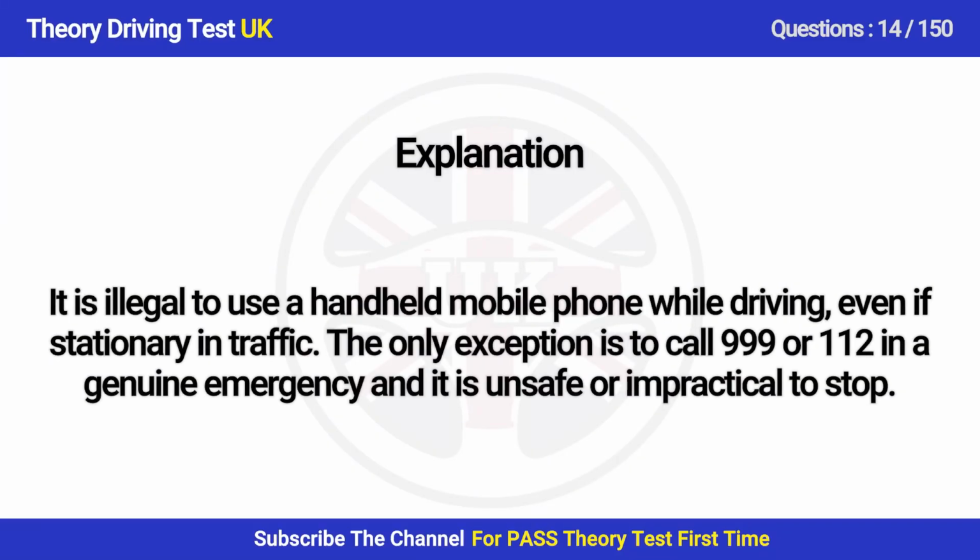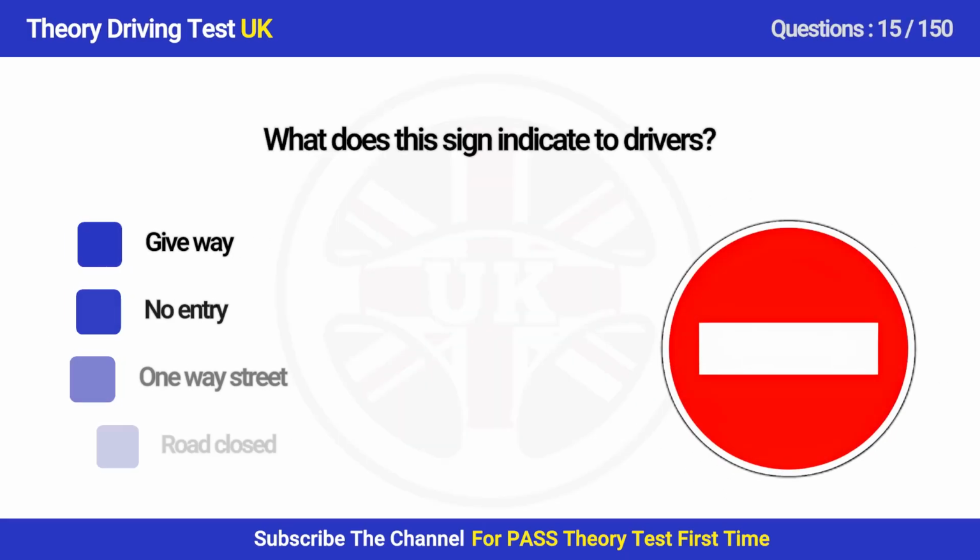It is illegal to use a handheld mobile phone while driving, even if stationary in traffic. The only exception is to call 999 or 112 in a genuine emergency, and it is unsafe or impractical to stop. Question 15. What does this sign indicate to drivers? A. Give way. B. No entry. C. One-way street. D. Road closed.